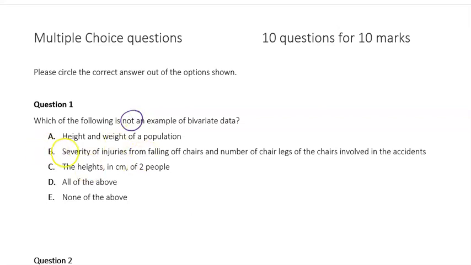Looking at these pairs. So A, height and weight. So we've got two variables there, so not fitting our answer. B, severity of injuries from falling off chairs and the number of chair legs. So again, two variables, so that doesn't fit. C, the heights of two people. There's just heights as one variable, so that's a possible answer. D, all of the above or none of the above. So we've got a possible answer there in C as not an example of bivariate data.